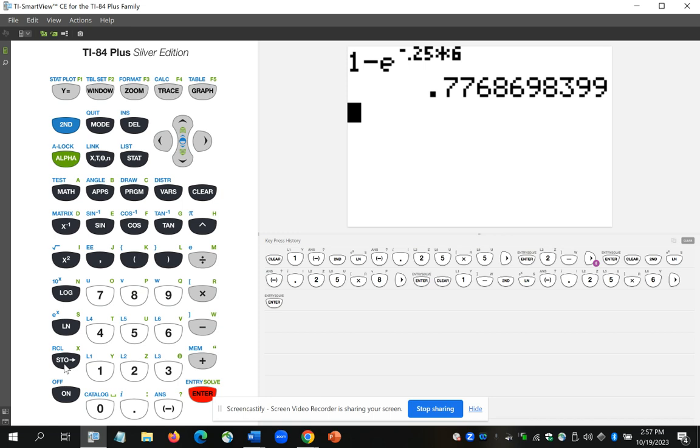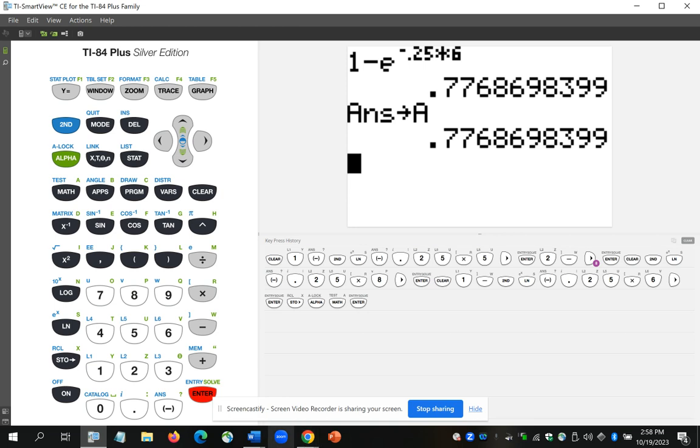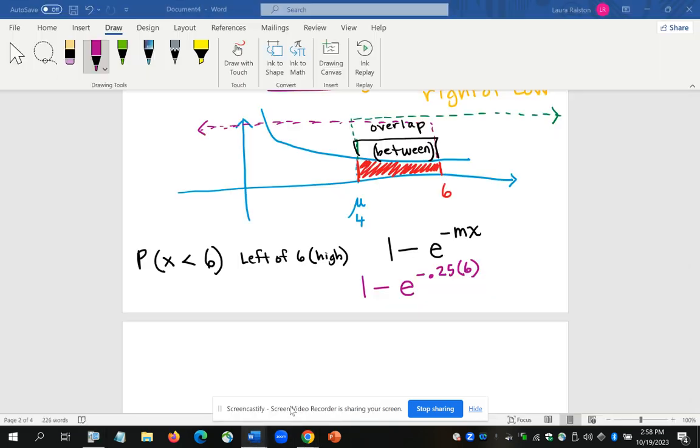Right above the on button on the left hand side, you see a button that says STO, shorthand for store. So I'm going to store it, and then I'm going to choose one of the green letters, and I'm going to tell it alpha A. So I've stored that in my calculator's brain as letter A. Let me write it down for us. Okay, so here we get 0.7768698399. Okay, so we've got that held in the calculator's brain as A.